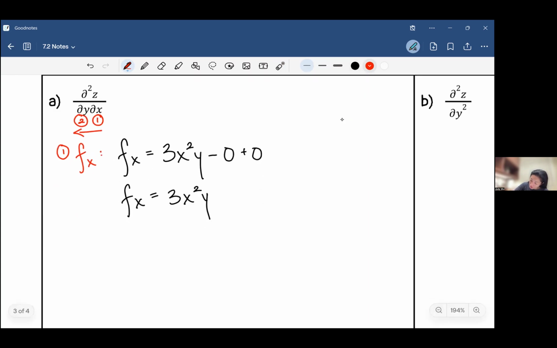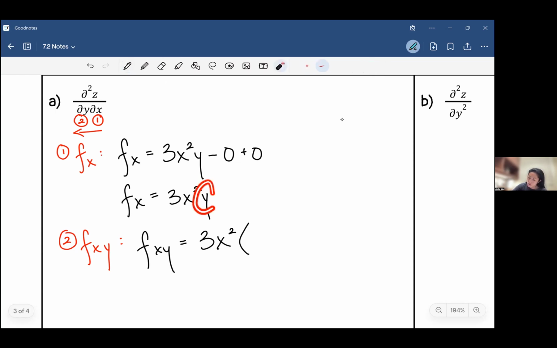Now, my second partial is where I want to find the y derivative. So that means I'm treating 3x squared like a constant. So fxy is 3x squared times the derivative of y, which is just 1.